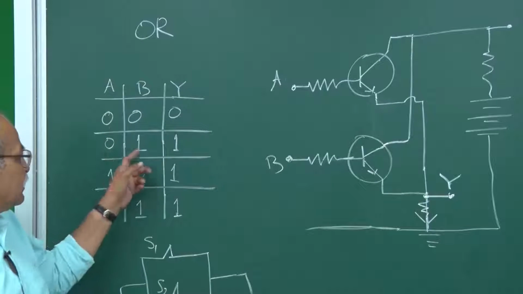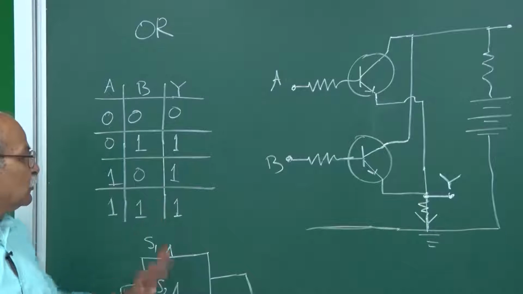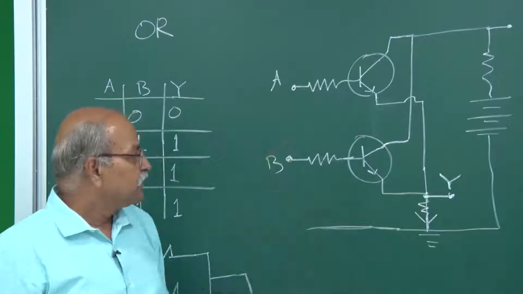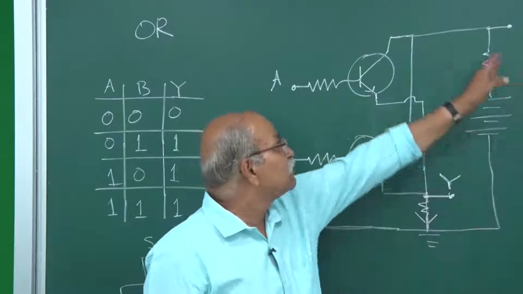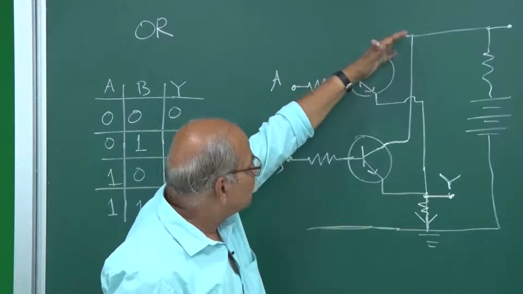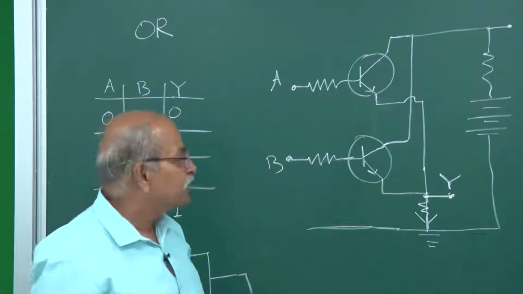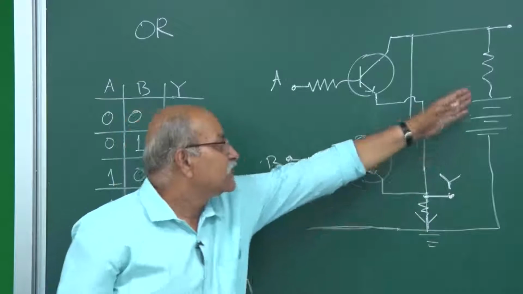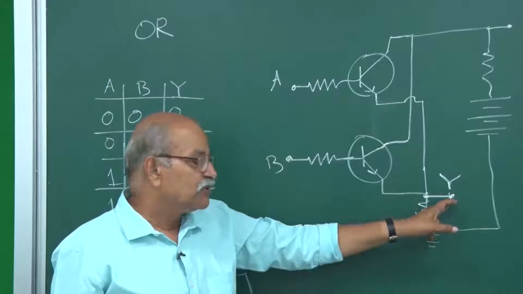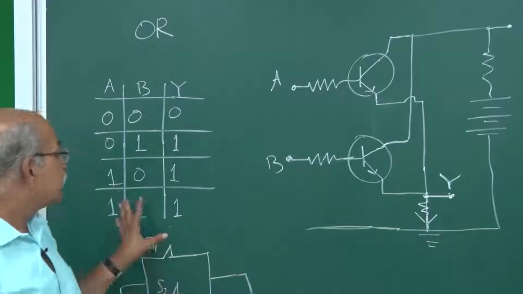So 0 1 will give you 1, and similarly 1 0 will give you 1, and 1 1 will also give you 1. If this is also conducting, there will be a division of current. One current will go through this line, one current will go through this line. So that's fine, it's perfectly all right. So in both cases you have a current here, and if you have a current here, the output here will be high. This is 0 and the current direction is this. So that is OR.